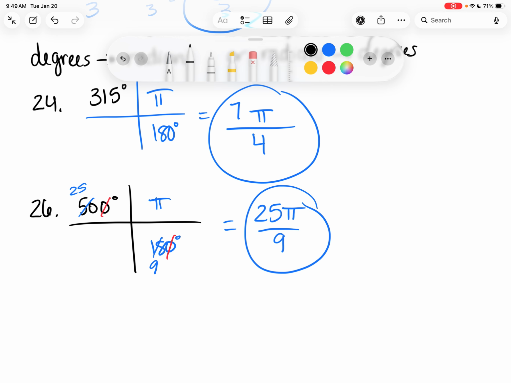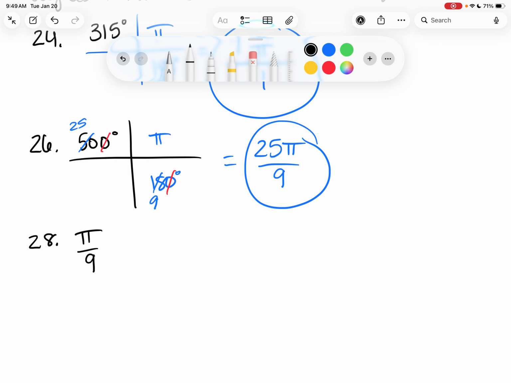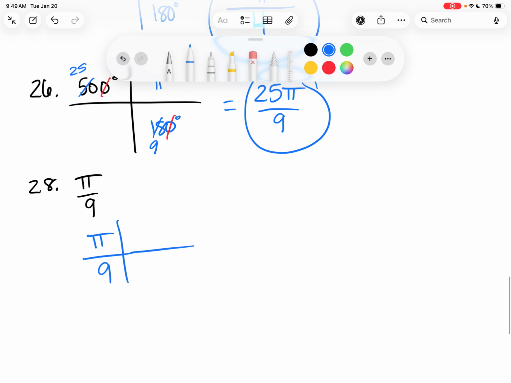Radians to degrees, number 28. Pi over 9. So I want this one as a degree. Now, I need you to watch this one very closely, okay? So I have pi over 9 in my chart like this. Both pieces do not go on top. If you put them on top, you're going to get confused and get the wrong answer, okay? The pi goes on top, the 9 goes on the bottom, or whatever the number is, okay?